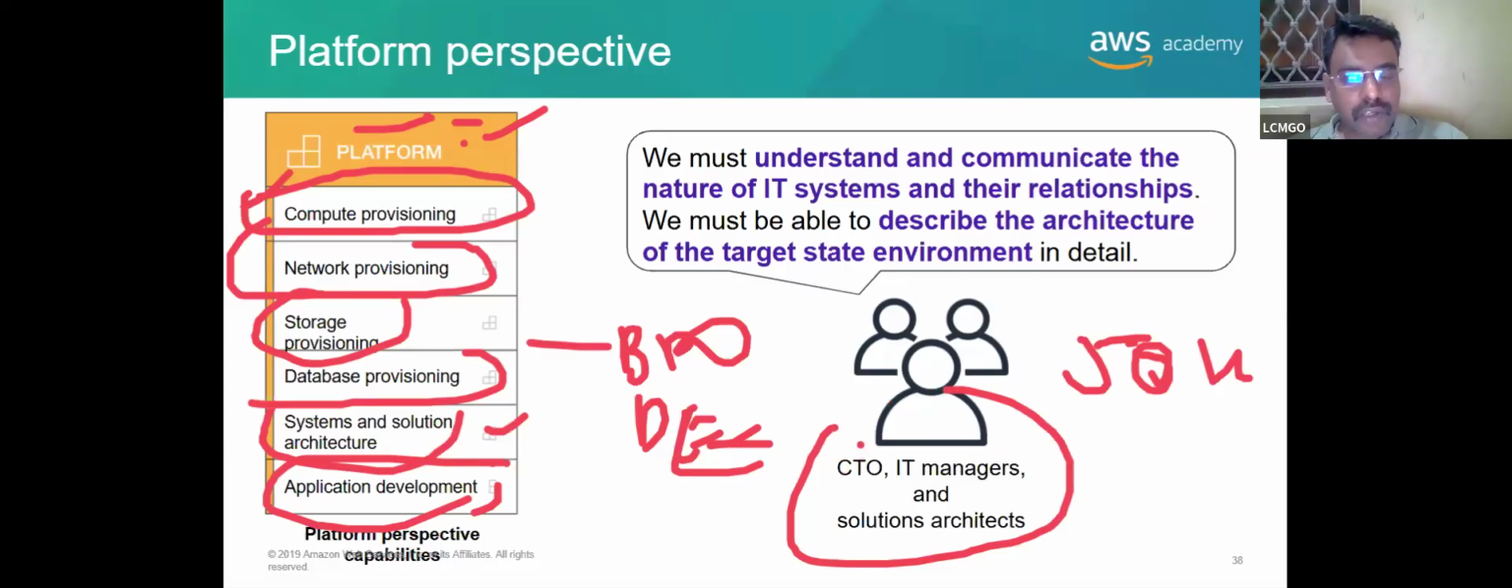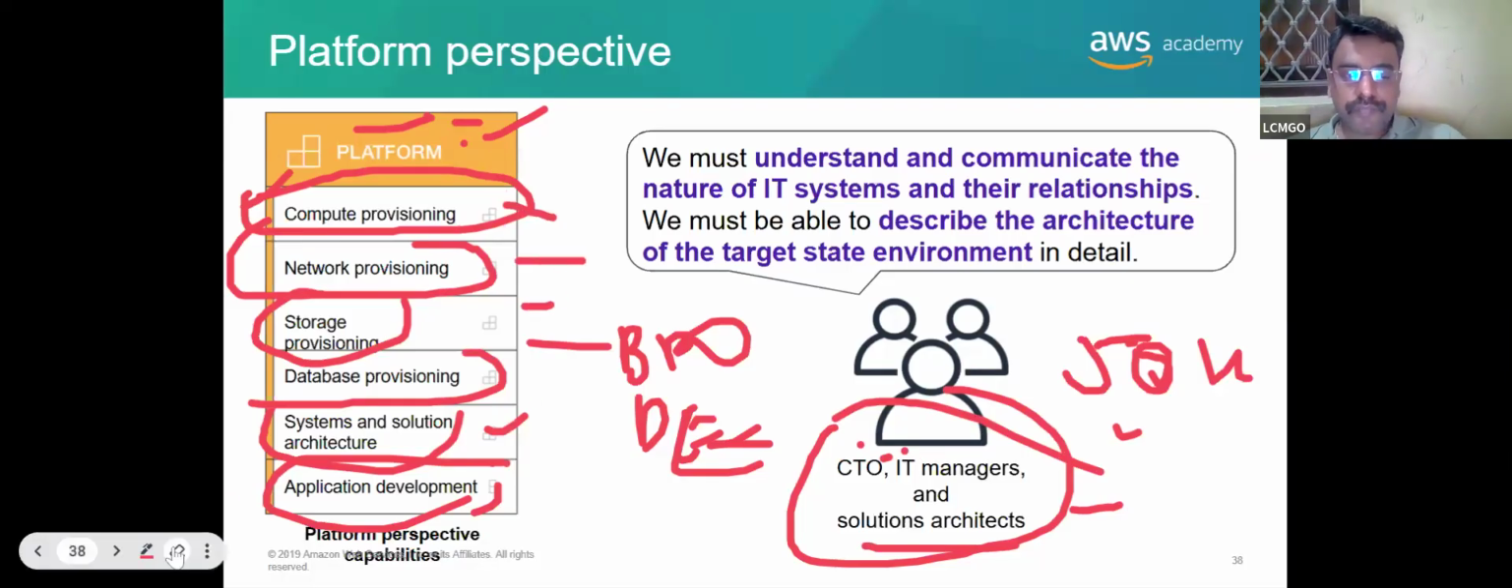Now, who are all involved in this meeting? The CTO, the Chief Technical Officer, IT managers, and solution architects. These are all the people who are involved in this meeting. They will discuss what kind of computer I want, what network I want, everything they will decide.